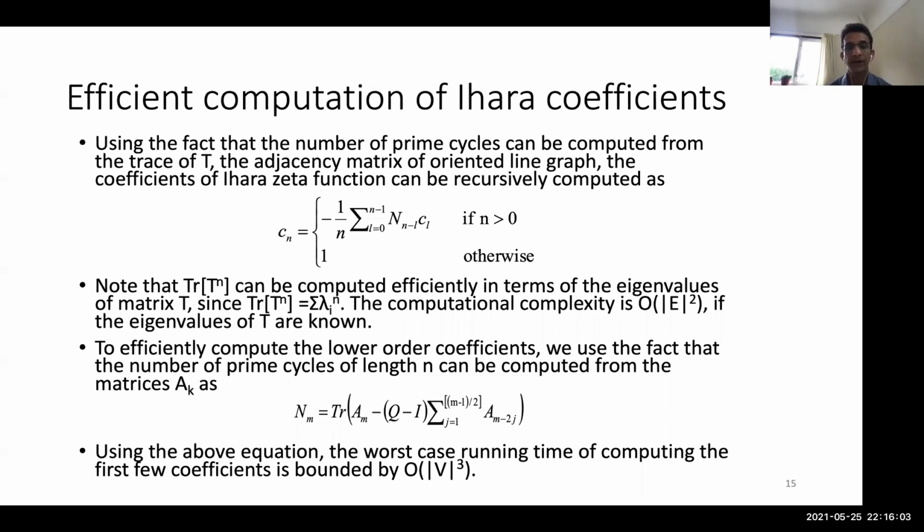Initially, we have shown that if the eigenvalues of the oriented line graph are known, we can compute the set of all coefficients in E-squared time. Then in another work, we have developed another method for computing the lower order Ihara coefficients in V-cubed time. Now, the lower order Ihara coefficients contain more important information for characterizing graphs, and that is why they are more important as compared to higher order coefficients, because those might contain some redundant information.